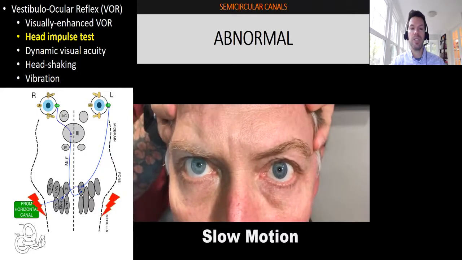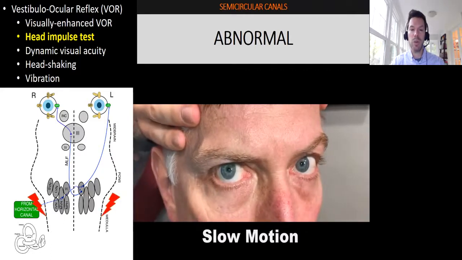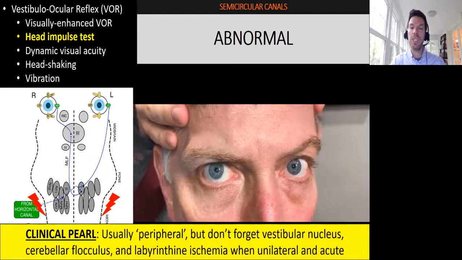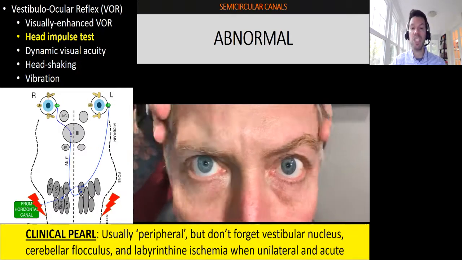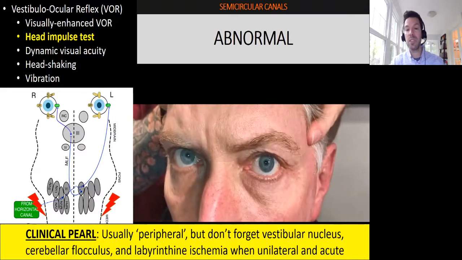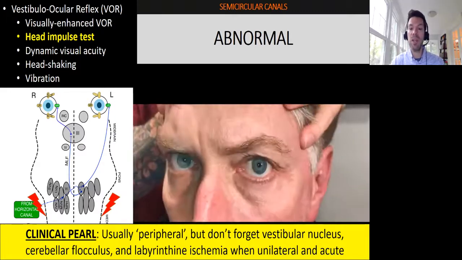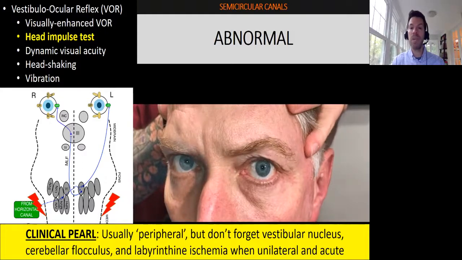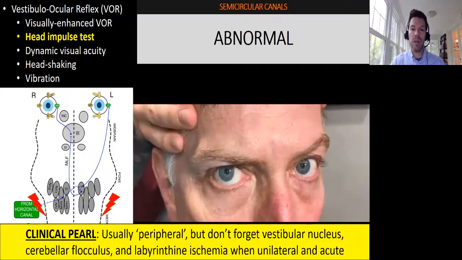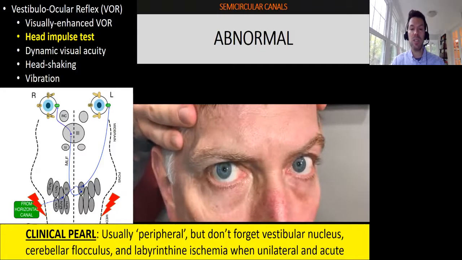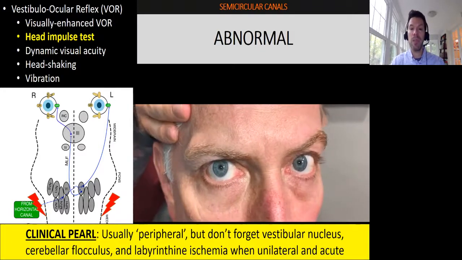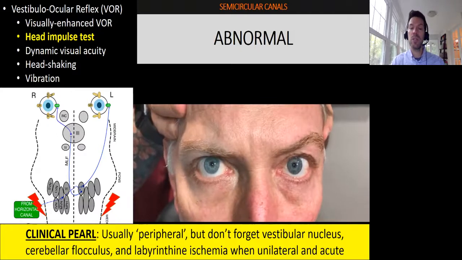And in this situation, this patient had bilateral vestibular loss. This is almost always peripheral, especially when it's bilateral. You're thinking about conditions like bilateral vestibular loss from gentamicin, ototoxicity, meningitis, bilateral Meniere's, sequential vestibular neuritis. There are many conditions that can cause this, but it's pretty uncommon. But when it does occur, it's almost always peripheral.